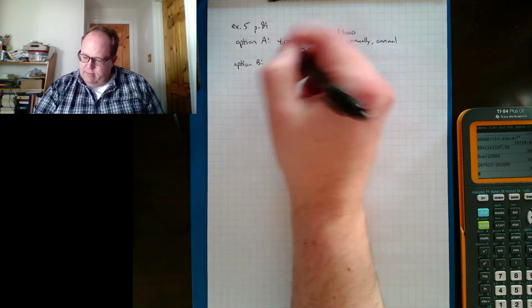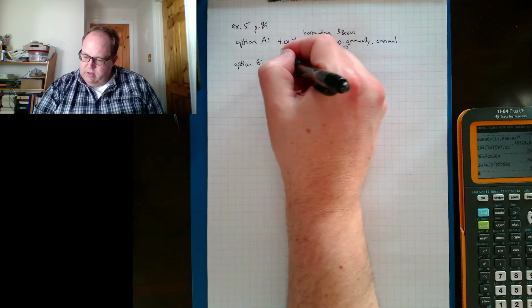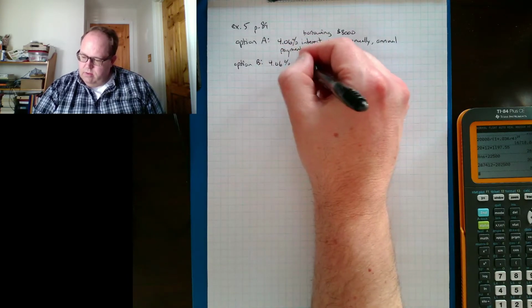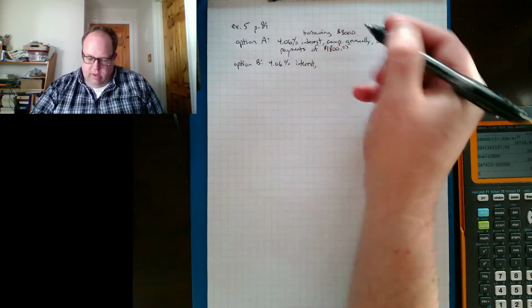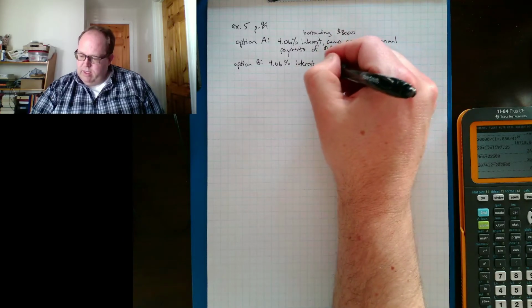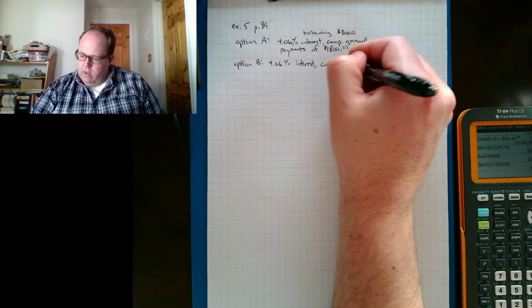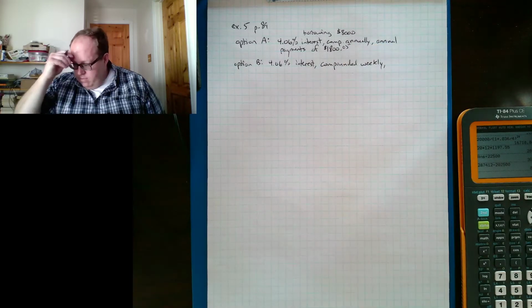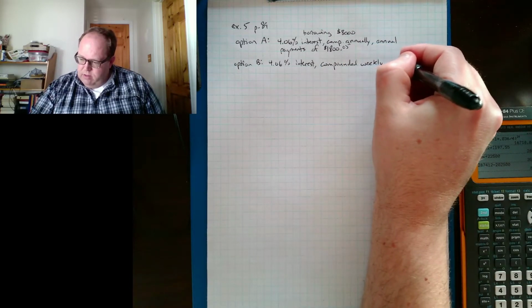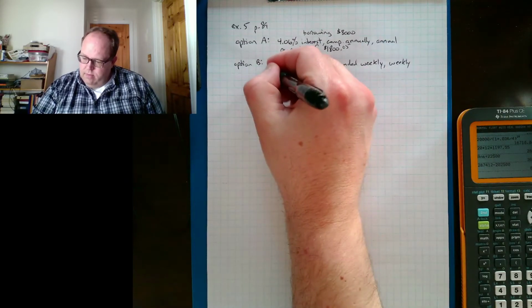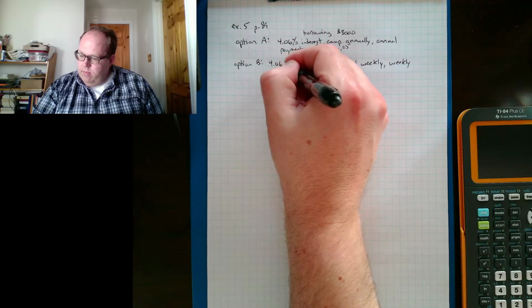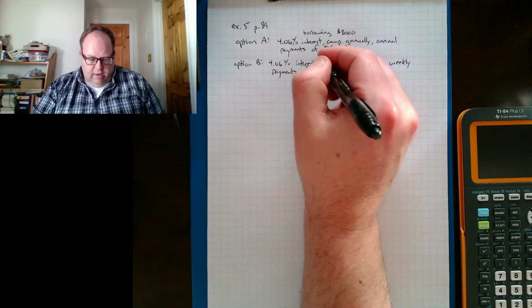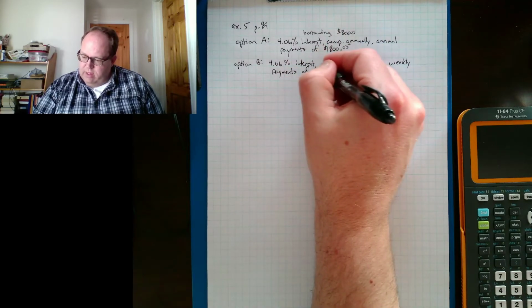Option B, also 4.06% interest. In this case, it's compounded weekly, with weekly payments of $34.62.